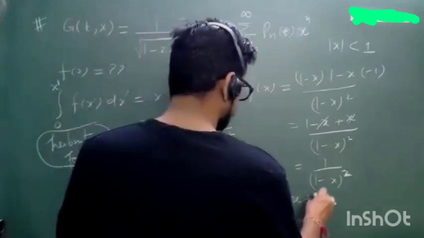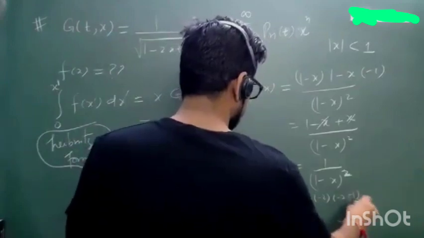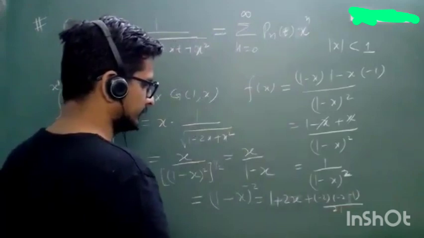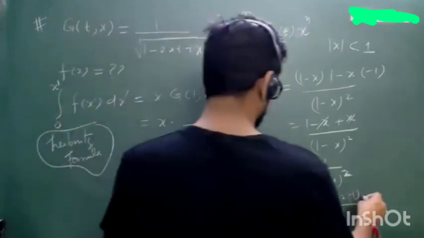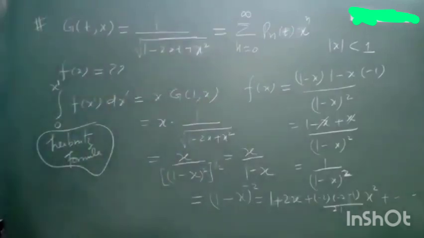n, n minus 1 upon 2 factorial, x square, plus dash dash dash, like that. Okay? Has everyone understood?